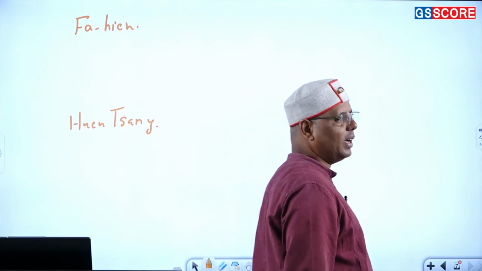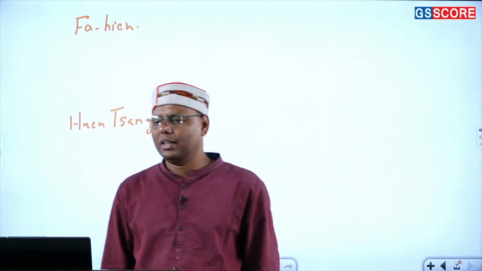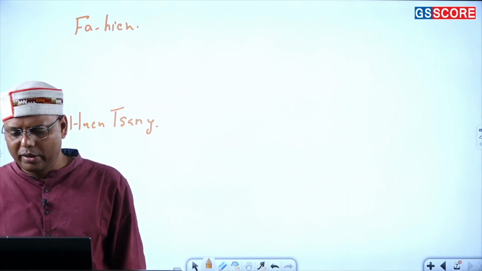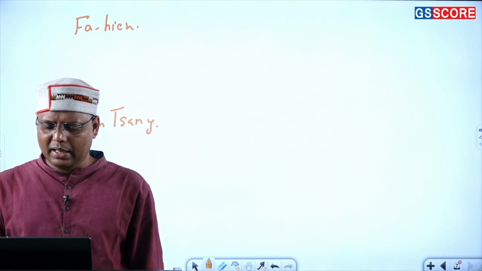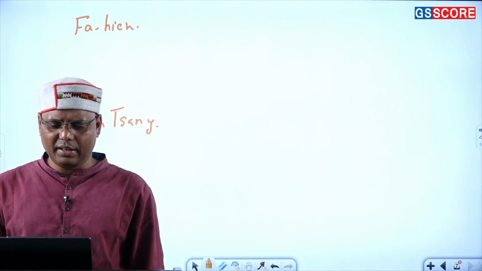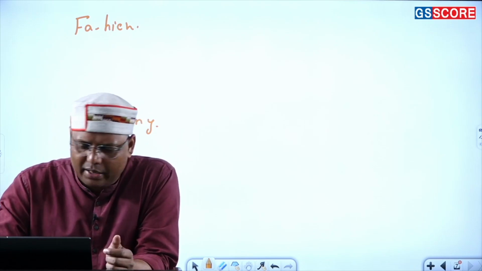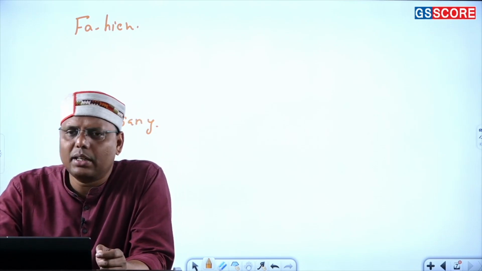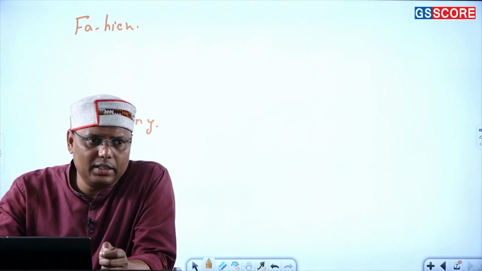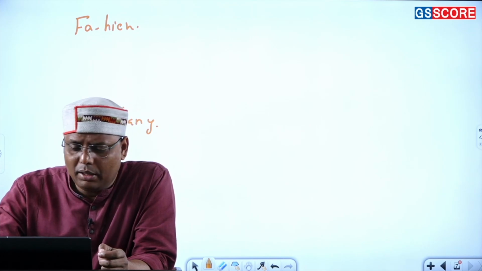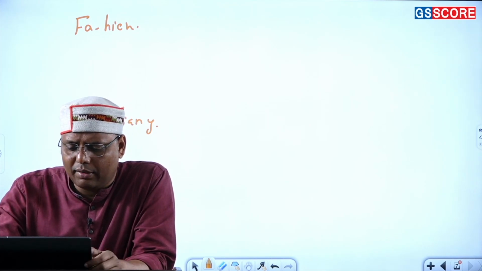Right. So Fayan and Wensang. Look, ultimately, whatsoever information they had been providing is not very tough to know. Now, both of them, and in fact, if you include some other Chinese travelers coming to India, such as Itsing, they were mostly the Buddhist travelers, right?